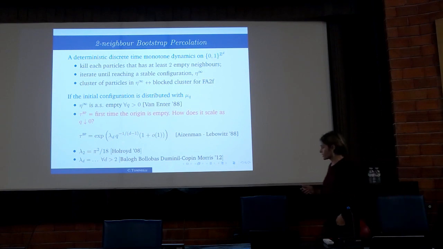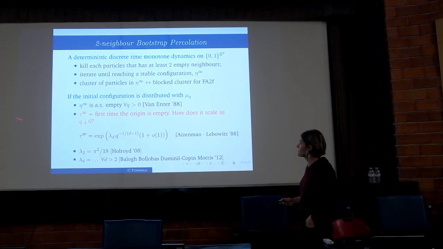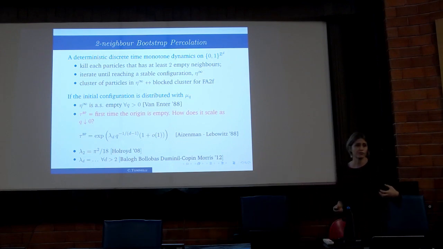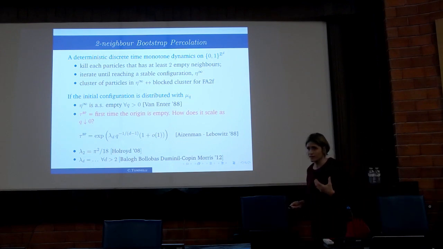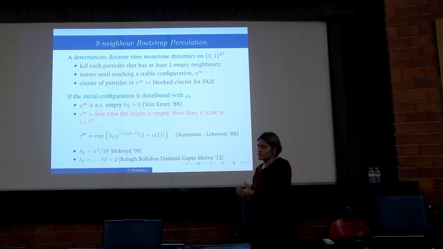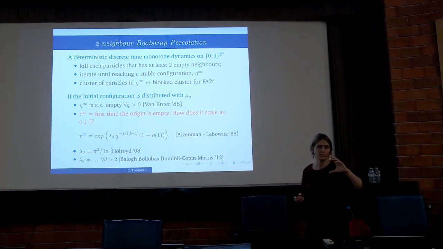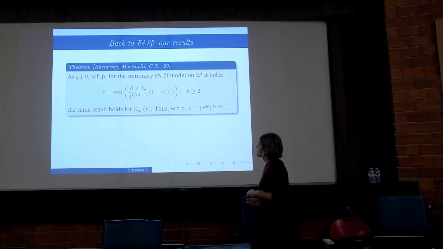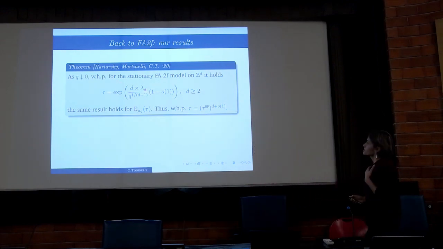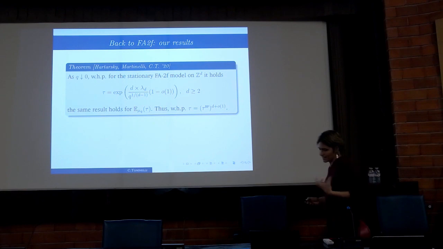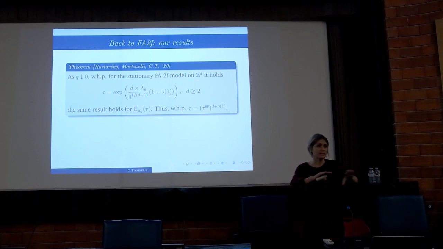Okay, so now back to our model. This was for the deterministic dynamics, which is just describing the behavior of the blocked clusters. But what happens for our stochastic dynamics? The important point is not that our dynamics is continuous time, but the fact that our dynamics is emptying and filling. So it's a very different dynamics. And so what we did with Ivailo and Fabio, we studied an analogous measure of time scales, which is the first time at which the origin is emptied under the stochastic dynamics when we start in the initial configuration from the equilibrium measure.